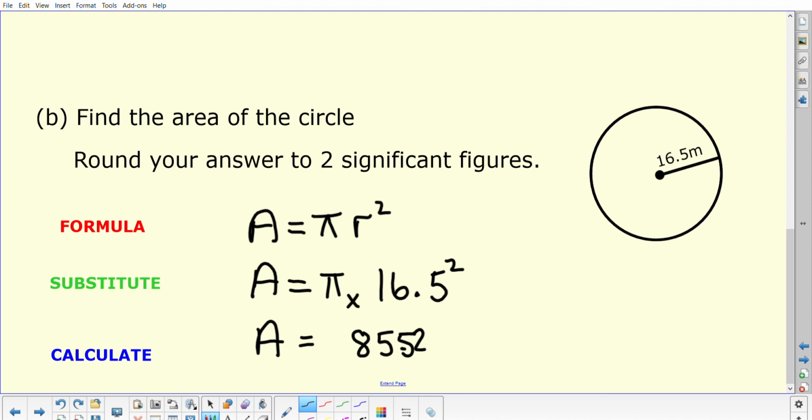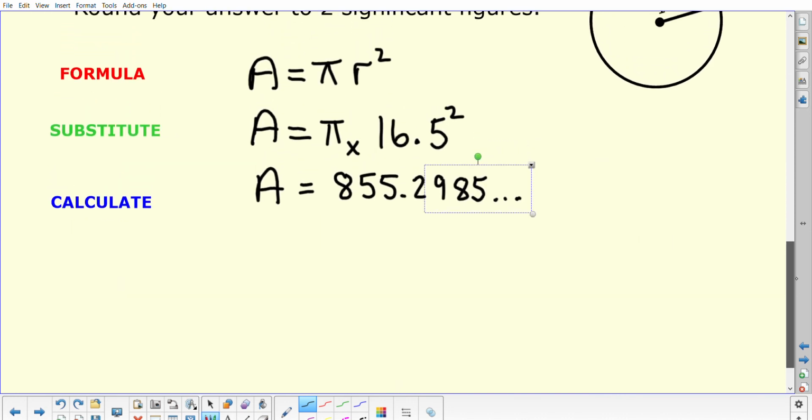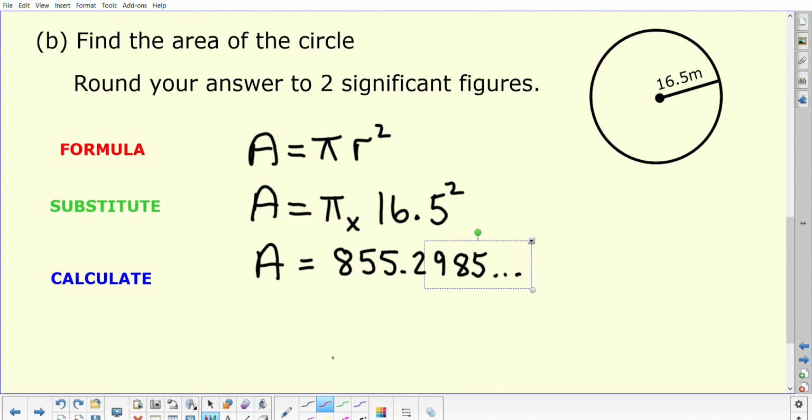855.2985 and a whole load of other digits. And this time we are rounding to 2 significant figures. Now that's to do with the accuracy, so that's the first significant figure, that's the second significant figure, so it's going to be the third one that we're going to be using to help us round. And what that does is that influences what the second significant figure is. So here the second significant figure would end up becoming 6.